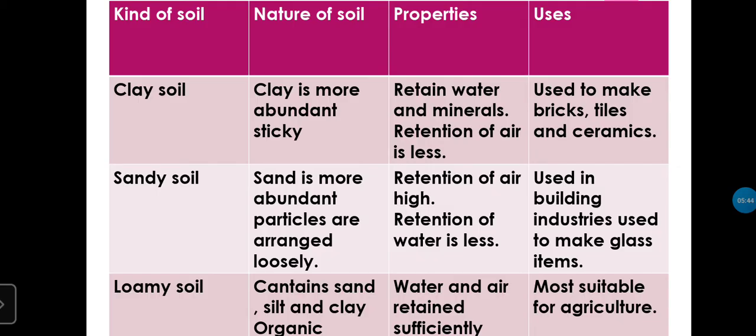Now I'm going to discuss with you the kinds of soil and the nature of the soil, properties and uses. The first one is clay soil. What is the nature of clay soil? Clay is more abundant and sticky, and its properties are that it retains water and minerals. Retention of air is less. Uses of clay soil: it is used to make bricks, tiles and ceramics.